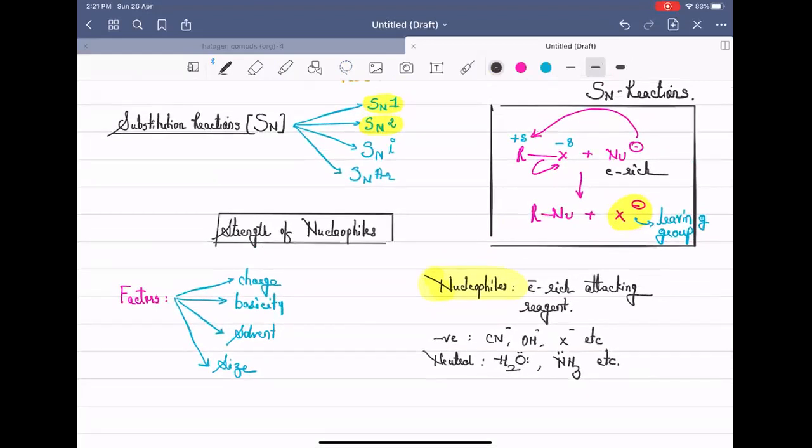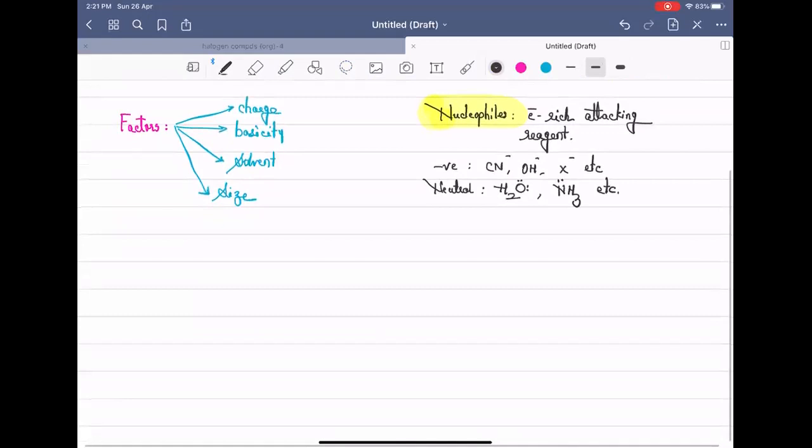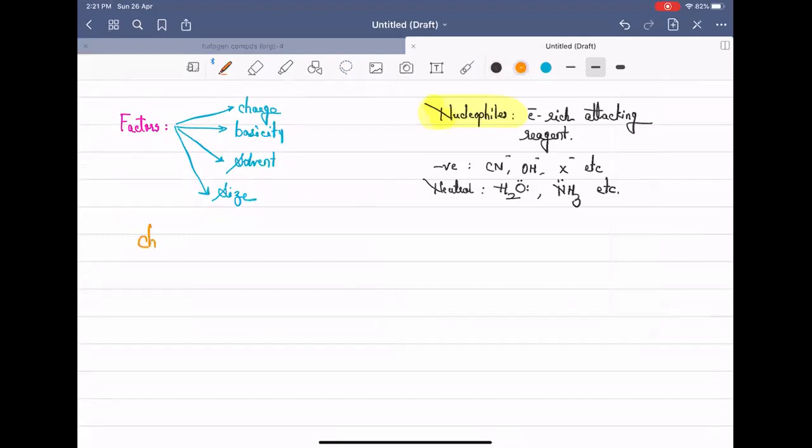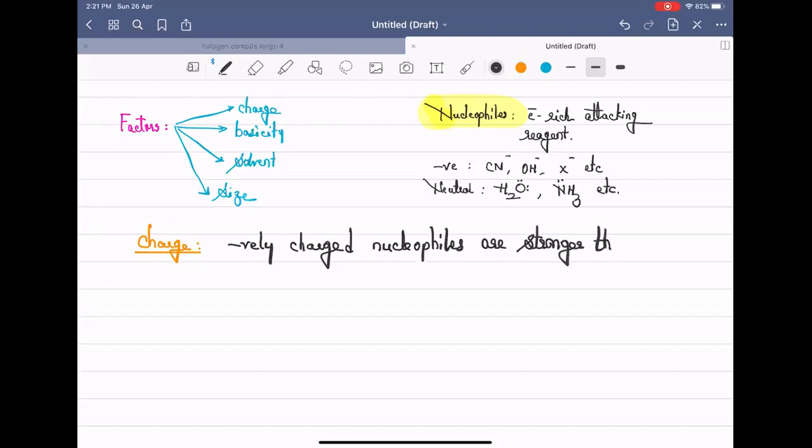Now let us take up the factors, and based on that, how do we decide the strength? So we go back to our factors. Let us take up the first thing: charge. We say that any nucleophile with negative charge is always stronger than the neutral nucleophile. So negatively charged nucleophiles are stronger than neutral nucleophiles. This is in general given.